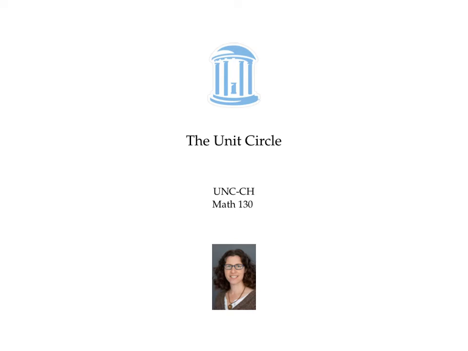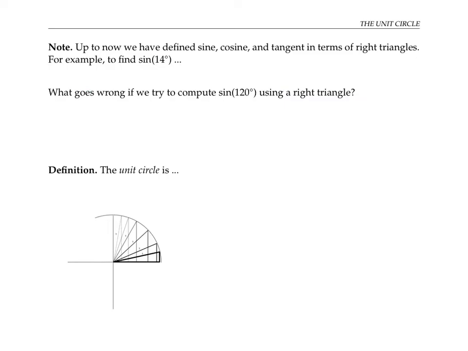This video defines sine and cosine in terms of points on the unit circle. A unit circle is a circle with radius 1. Up to now, we've defined sine and cosine and tangent in terms of right triangles.